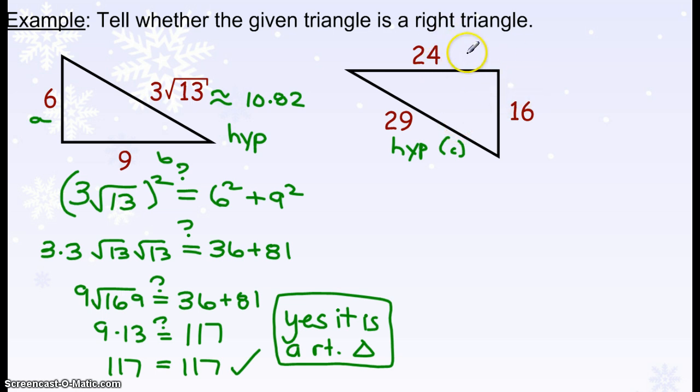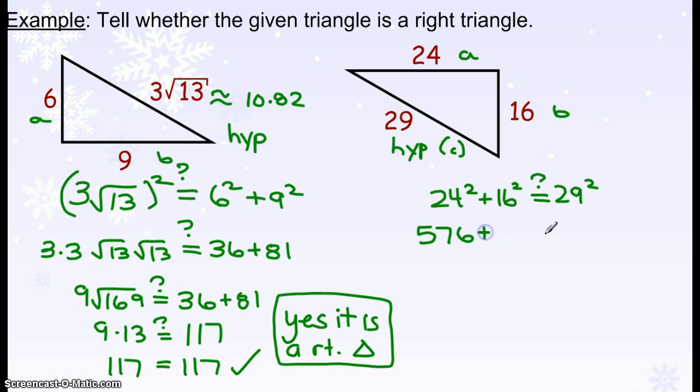Again, it doesn't matter which one you pick to be your A and your B. I'm going to pick 24 to be my A and 16 to be my B. So 24 squared plus 16 squared, and I want to know if that equals 29 squared. All right, so 24 squared is? 576. Wow, no calculator needed. Plus 16 squared is? 256.